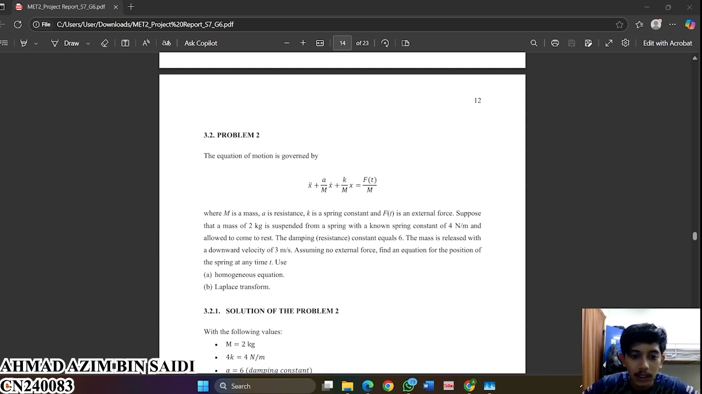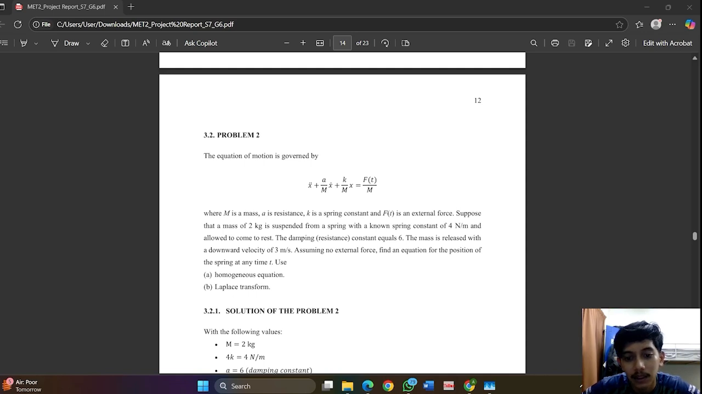So we got the equation. The equation is x double prime plus a over m x prime plus k over m x equal to f(t) over m, where m is the mass, a is the resistance, k is the spring constant, and f(t) is an external force. Suppose that a mass of 2 kg is suspended from a spring with a known spring constant of 4 N/m and allowed to come to rest.